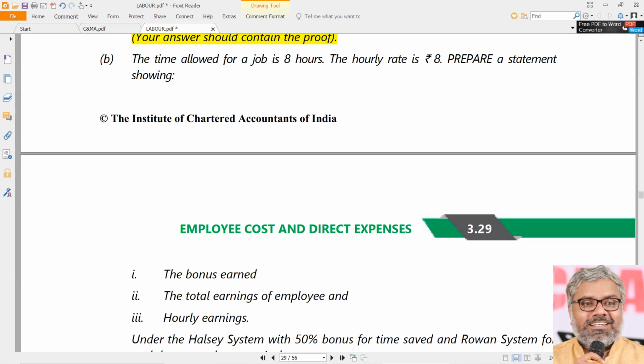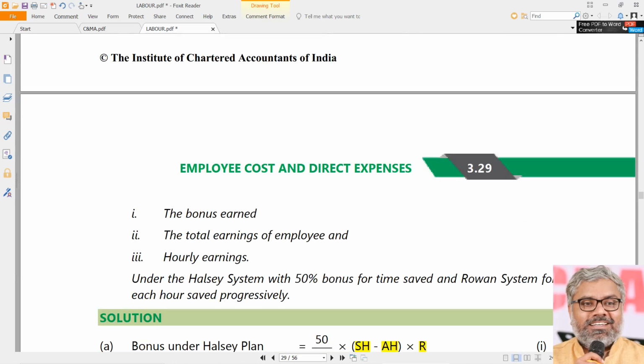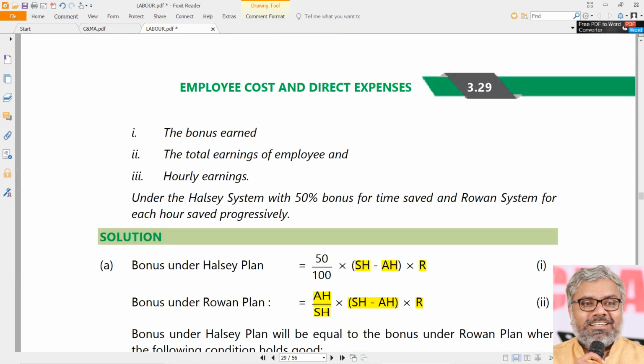This is asking what? The time allowed for a job is 8 hours. That is the total time allowed for the job. And the hourly rate is 8 rupees. This is the wage rate per hour. Prepare a statement showing bonus earned, total earnings of the employee and hourly earnings under Halsey system with 50% bonus for time saved and Rowan system for each hour saved progressively.